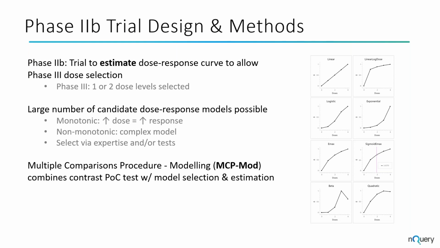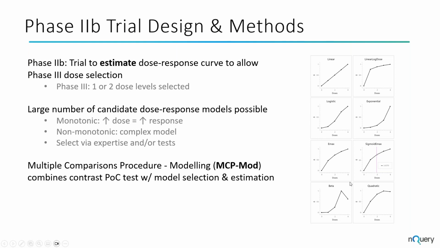When conducting this Phase IIb trial, the model will be selected by expert opinion and/or the appropriate tests, such as a contrast test, say. But what we're going to talk about shortly is MCP-Mod as a method that combines the proof of concept test with the model selection and the dose response estimation.